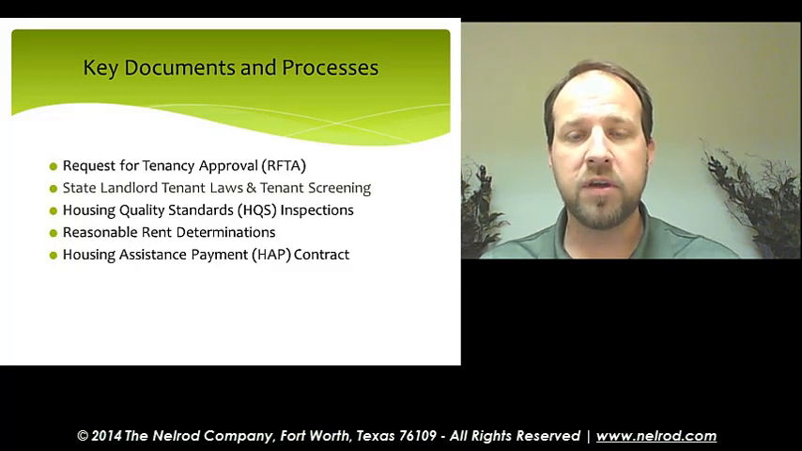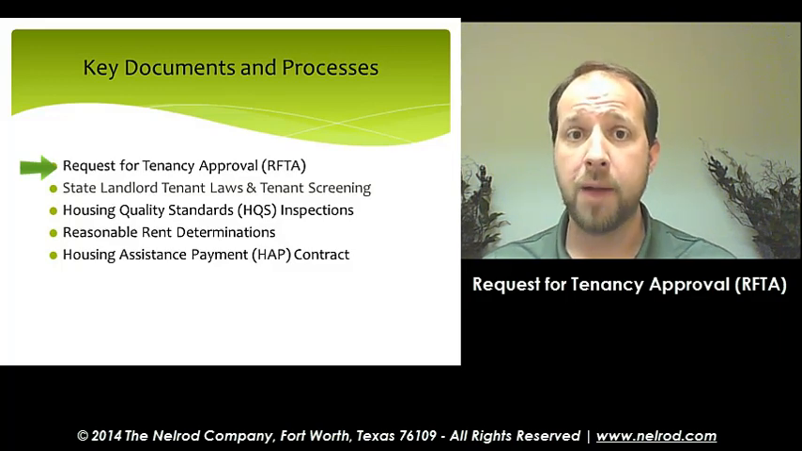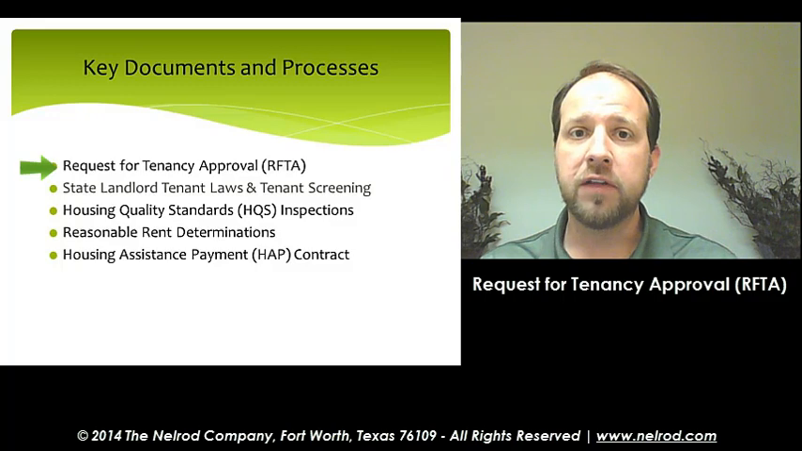The first document you see is called a Request for Tenancy Approval. This is one of the first documents that the participant gets once they have been deemed eligible. It is also the first document you will be presented with whenever a participant wants to rent from you and your property. So it's the first document we will see and fill out as landlords, and we'll talk about how to do that correctly in just a moment.